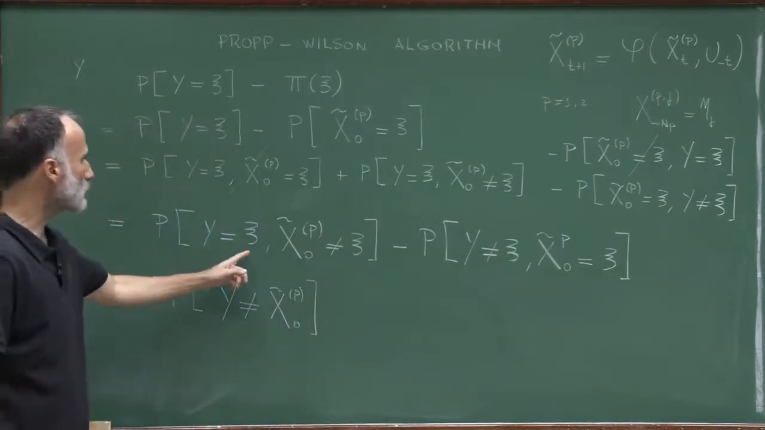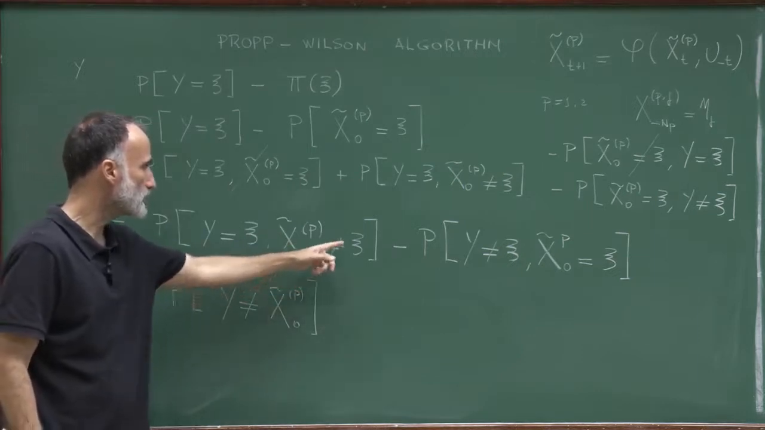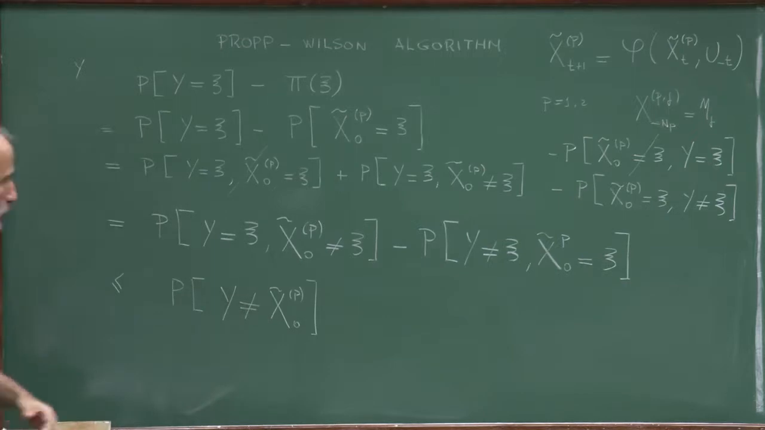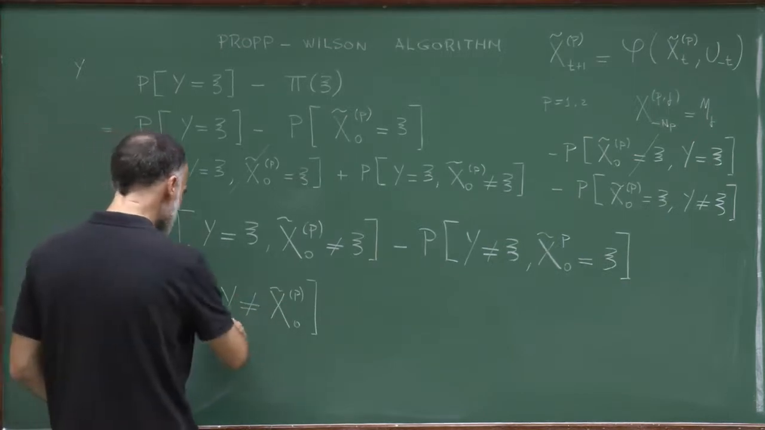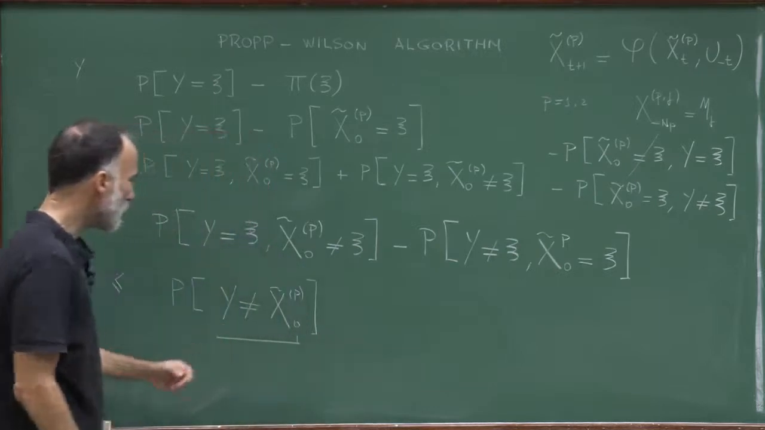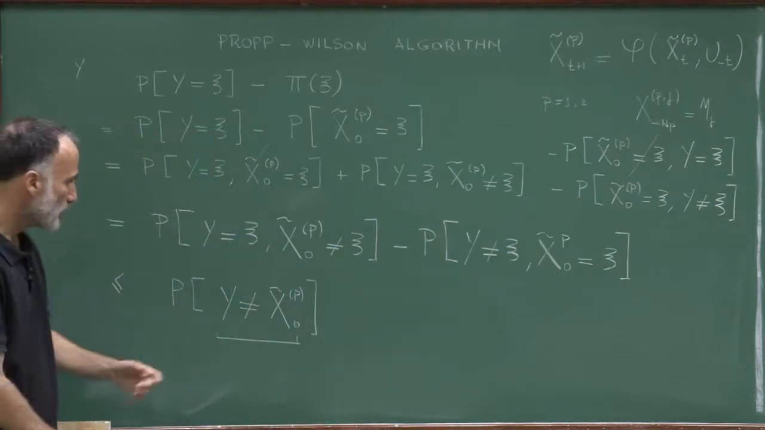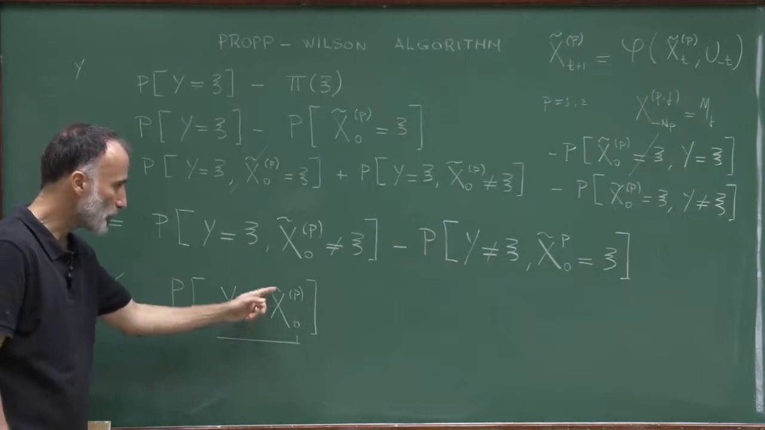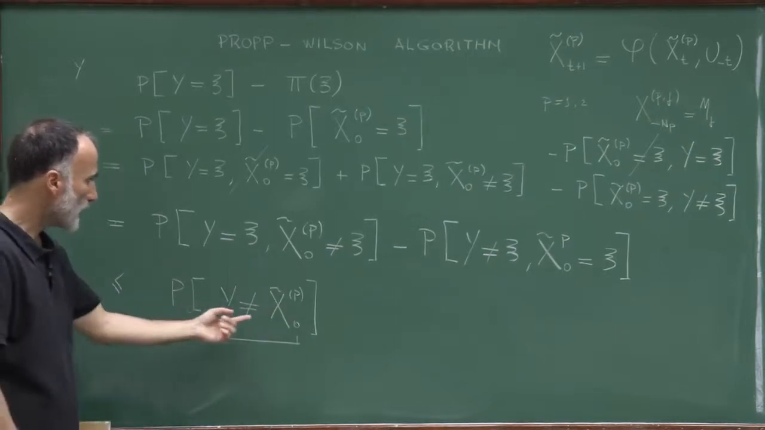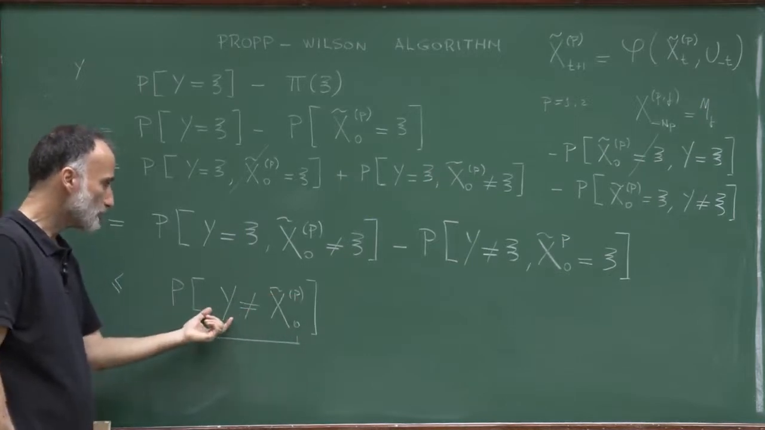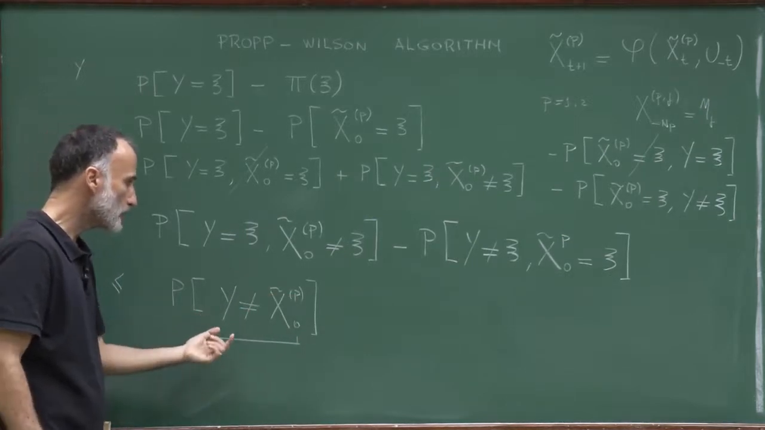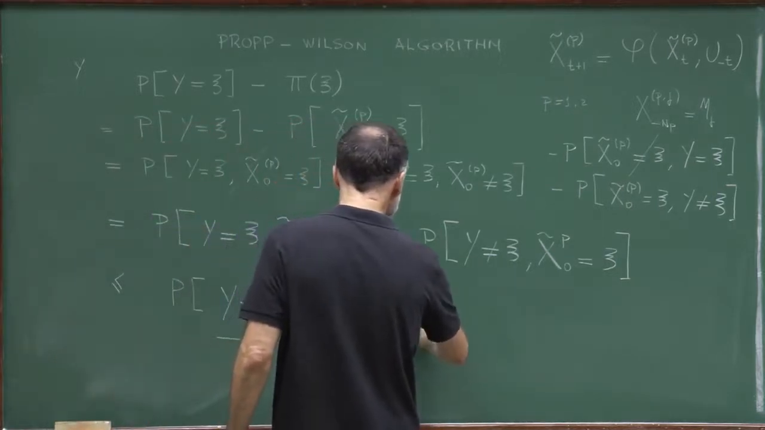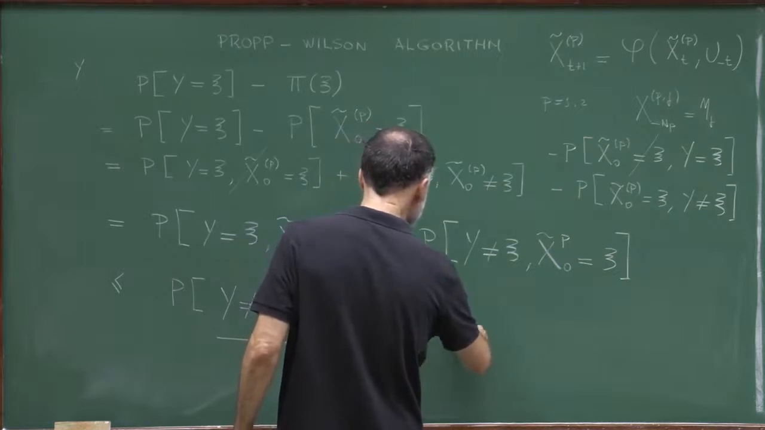That's clear. If y is equal to xi and x tilde p0 is different from xi, this means that y is different from xi. And if the output of the Propp-Wilson algorithm, which is represented by y, is different from this one, this means that at stage p, the Propp-Wilson algorithm didn't end. So what I claim is that this is the probability that t is larger than p.